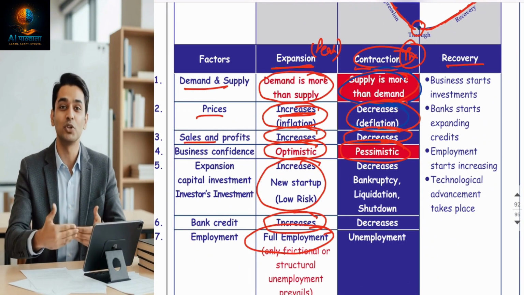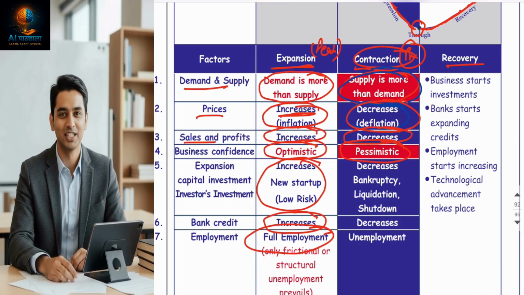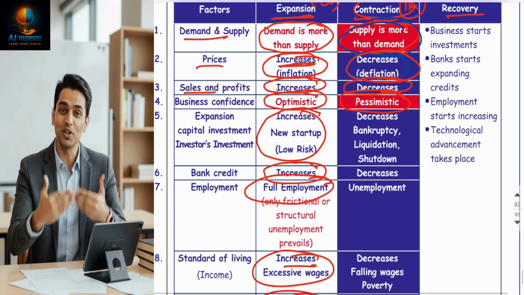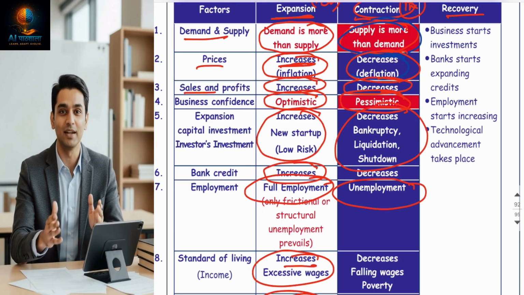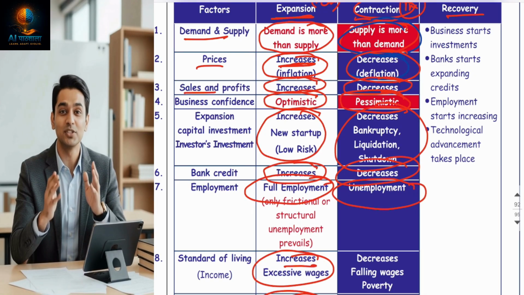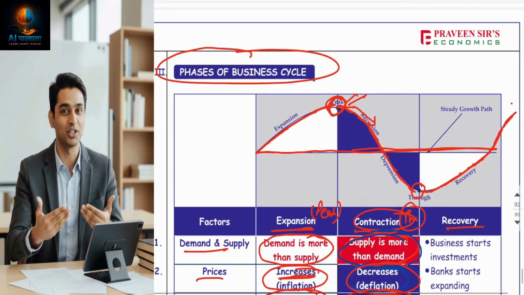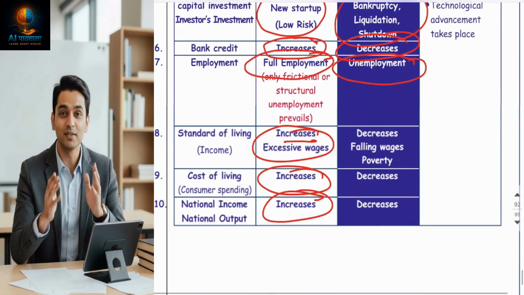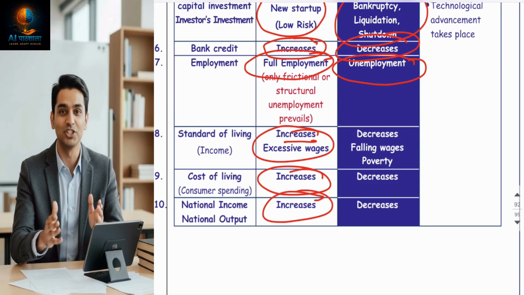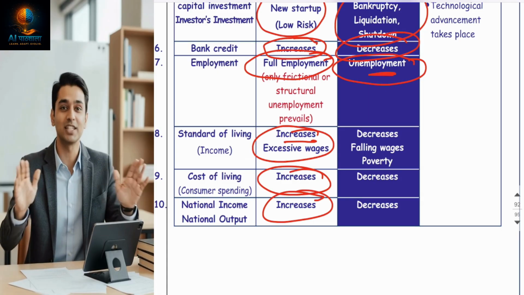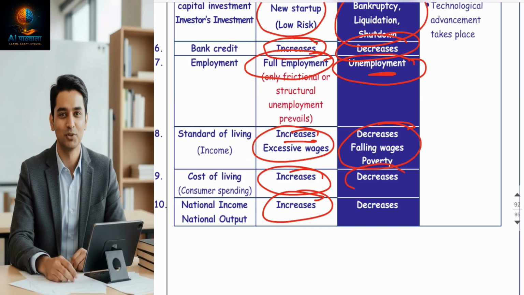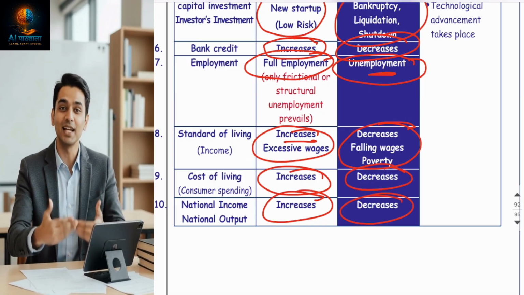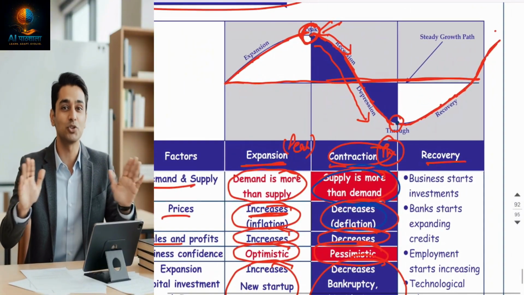Business confidence becomes pessimistic. Prices fall, profit declines, production, income and investment reduce, shutdowns take place, unemployment rises, and business confidence falls. Banks stop giving credit. This is the downturn phase in the diagram, where firms cut costs, and when firms cut costs, that means unemployment takes place, the economy starts cooling down, standard of living falls, poverty rises, cost of living decreases, and national income also decreases. Such a contraction phase.